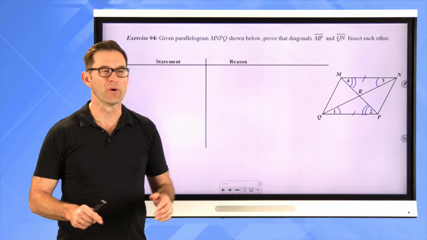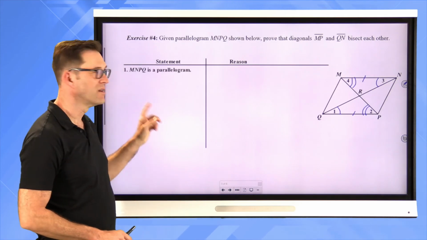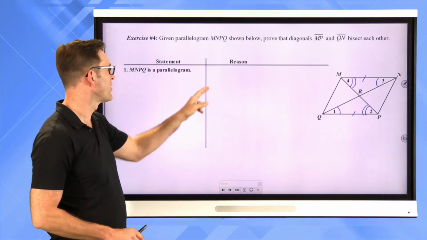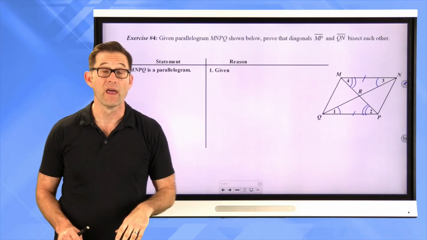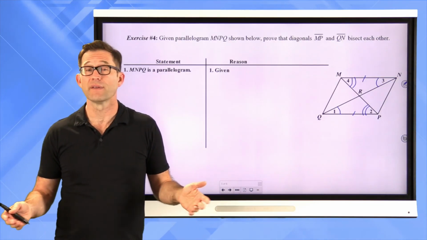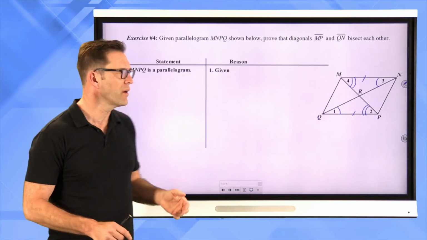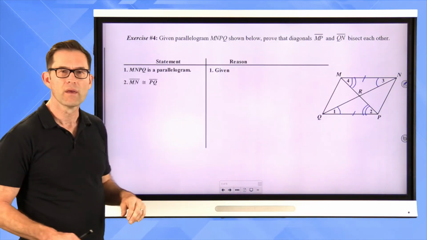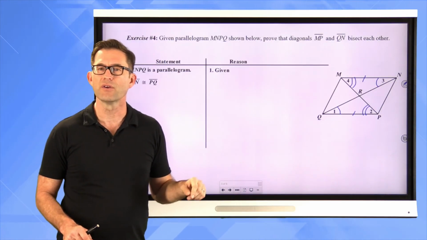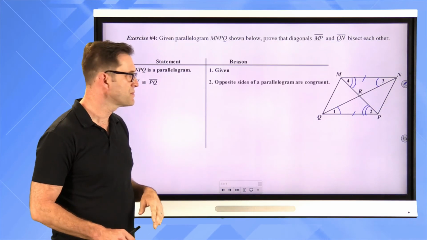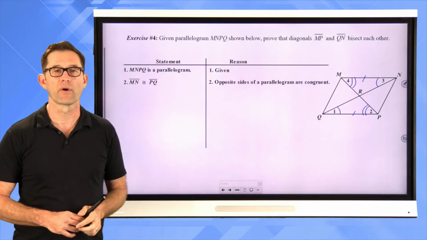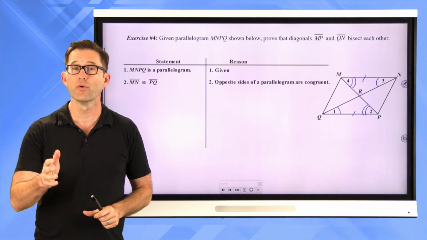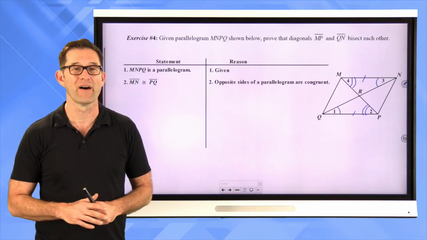All right, let's go through it. Well, you know what's going to come first. MNPQ is a parallelogram, and that's a given. That's actually our only given. Now, where did we go with that? Well, we know that MN is congruent to PQ, and that's because opposite sides of a parallelogram are congruent. We've proven it, we can use it from now on out.